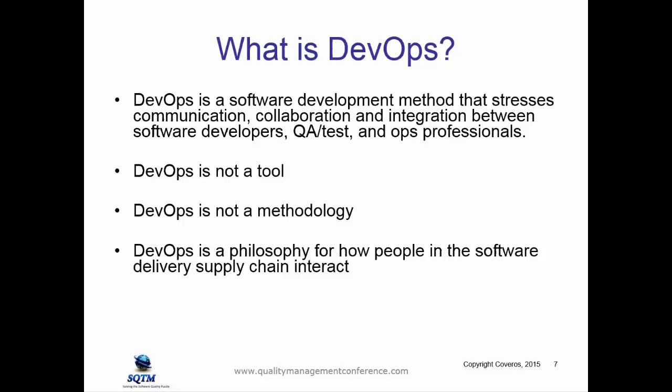So what is DevOps? DevOps really is not a tool. It's not a particular methodology. It's an approach and a philosophy to get everybody involved in the software development and delivery and maintenance and operation supply chain, if you will, all collaborating and communicating and talking together. There are good tools to help support a DevOps process, and there are good practices and methods as well. We'll talk about some of those, but fundamentally it's about getting everybody talking and getting everybody in sync.